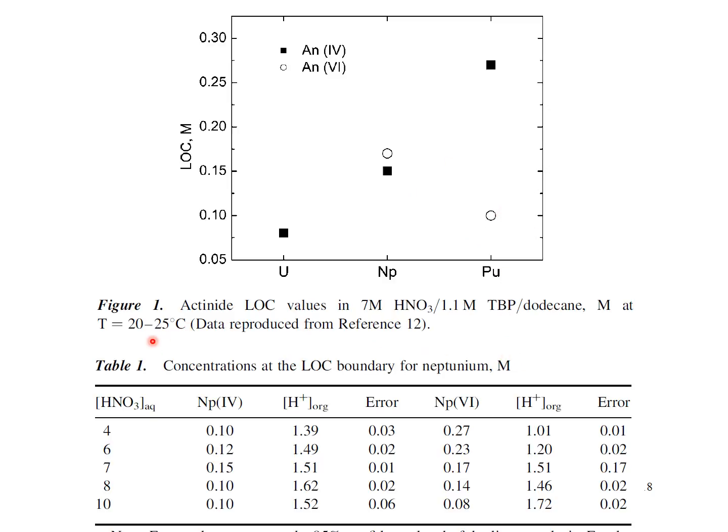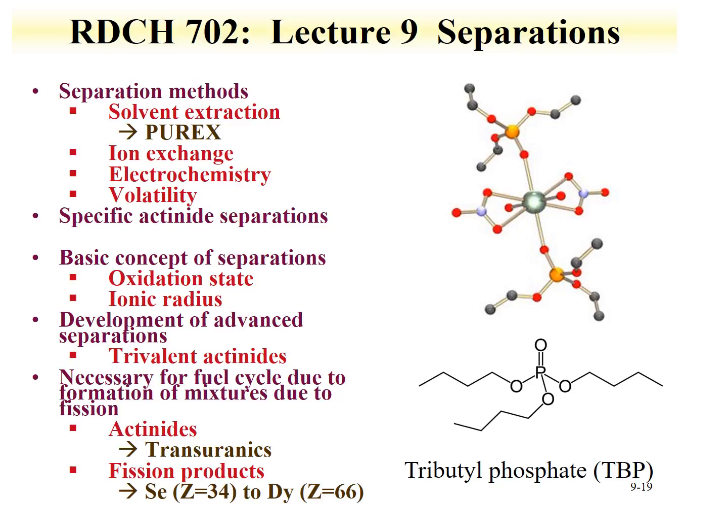And here's an example of some boundary conditions for limiting organic metal ion concentration for neptunium, tetravalent neptunium, as a function of nitric acid concentration. This also shows the concentration of the acid in the organic phase, and we have the same data here for neptunium-6 and the concentration of the acid in the organic phase. So this concludes this first lecture on actinide separations. And again, we discussed separation methods that are based on solvent extractions and an example of the PUREX process given.